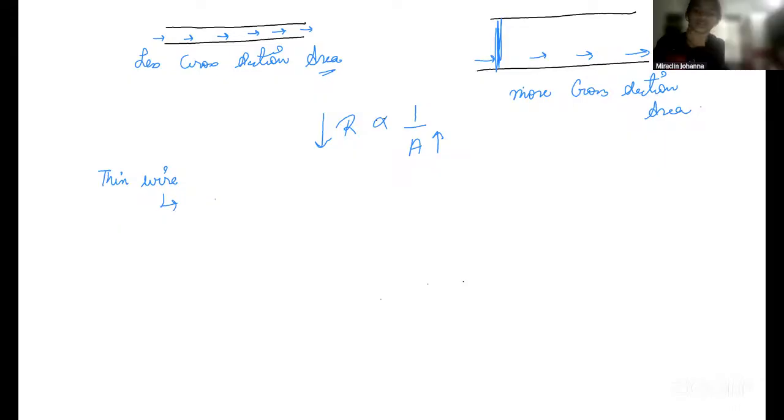In a thin wire, the electric current won't pass easily. It will have more resistance. Just now we learned, no? If a thick wire is there, then electricity can pass easily. It means it has less resistance. But if a thin wire is there, current cannot pass easily, so it will have more resistance. So a thin wire has more resistance.